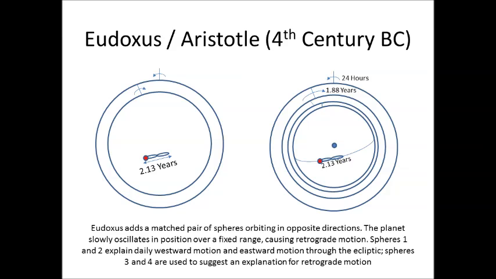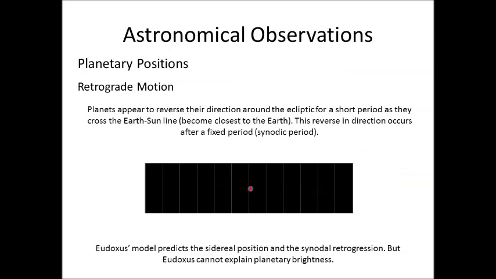Eudoxus extends Plato's model to include a description of retrograde motion caused by the addition of a matched pair of spheres, slightly offset in axis and moving in opposite directions. This model predicts a mean retrograde motion without predicting planetary brightness.